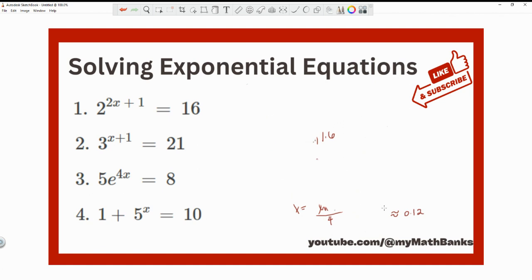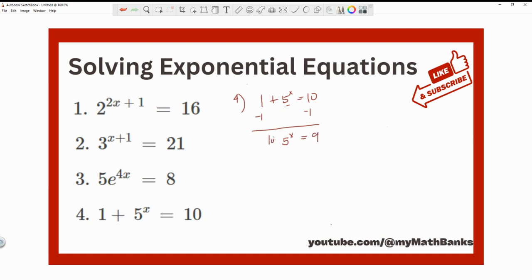Again, if you want, you can pause this and answer it yourself first, and then look at my answer so we can compare. All right, so number 4, you have 1 plus 5 to the power of x equals 10. You want to isolate the part that has the base and the exponent, so you need to get rid of the 1. I'm going to subtract 1, so now I have 5 to the power of x equals 9.